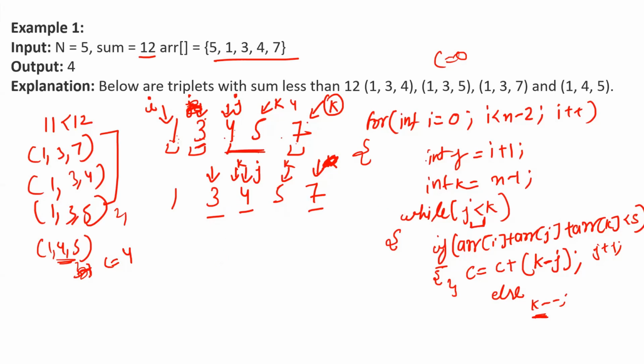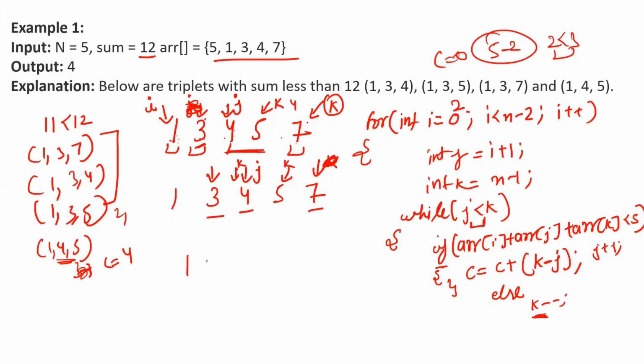Right? Now, this i has become 2 now. And what is the value of n here? 5. 5 minus 2, that is 2 less than 3, the condition is still true. So it is still going to work.